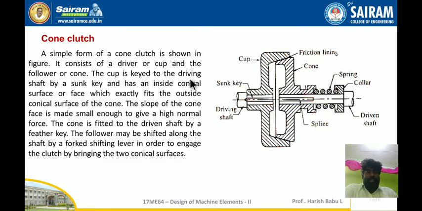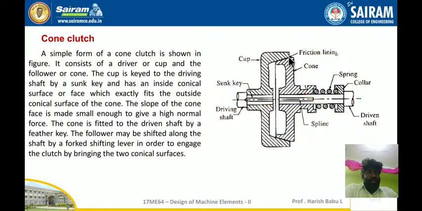The cup is keyed to the driving shaft through a sunk key. It has an inside conical surface, a face, which exactly fits the outside conical surface of the cone. The slope of the cone face is made small enough to give a high normal force. The cone is fitted to the driven shaft by feather keys. The follower may be shifted along the shaft by a fork shifting lever in order to engage the clutch by bringing the two conical surfaces together.